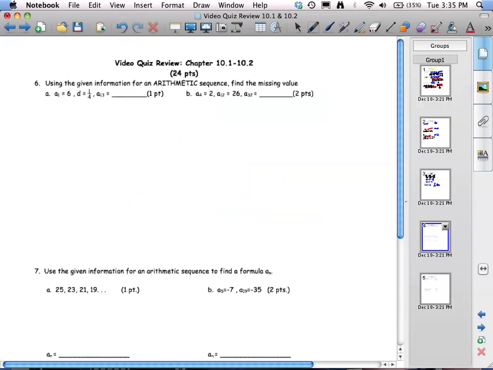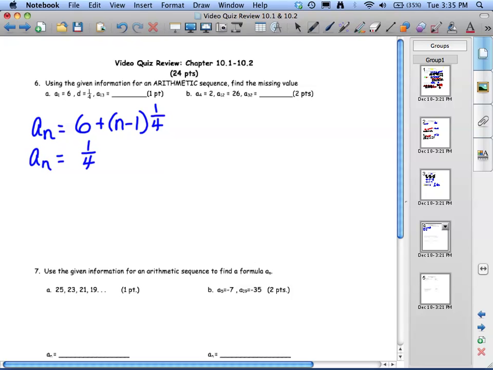Then I'm going to ask you to find some missing values. I do not want you to just use your calculator. I want to actually see that you find the general term. Remember, the formula says you take the first term plus n minus 1 times the common difference, which is given here as 1/4. So if I use my algebra skills, I get 1/4 n plus 5.75. I'm hoping that you can see that with my arithmetic skills.